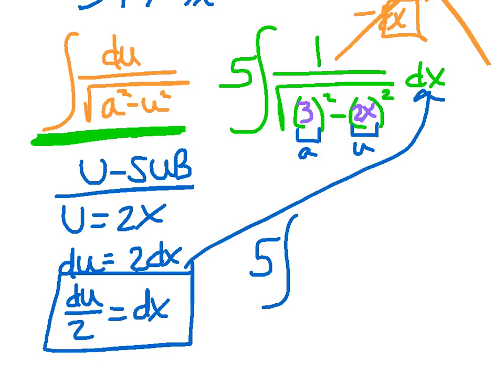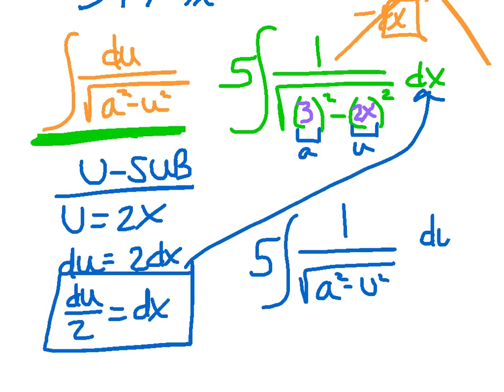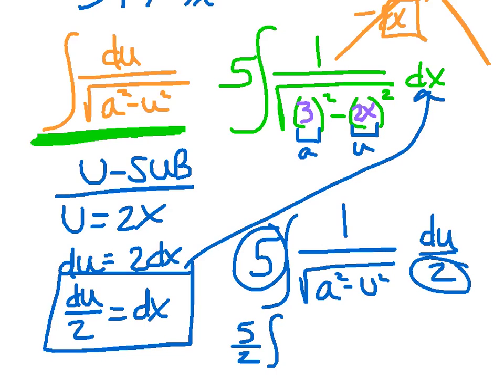So I've got 5, the integral, 1 over the square root of a squared minus u squared, and in place of that dx, I'm putting du over 2. So I'm actually going to pull out, instead of the 5, a 5 halves, times the integral of 1 over the square root of a squared minus u squared du.